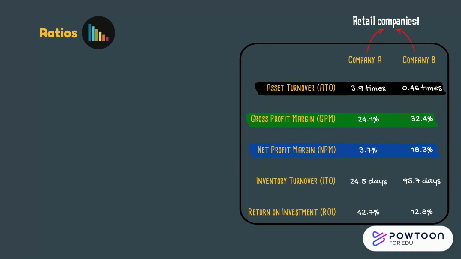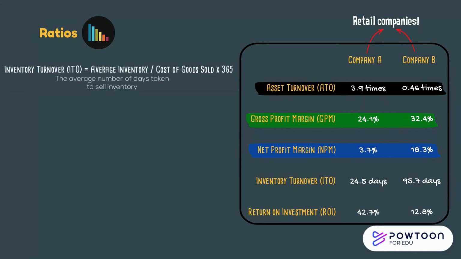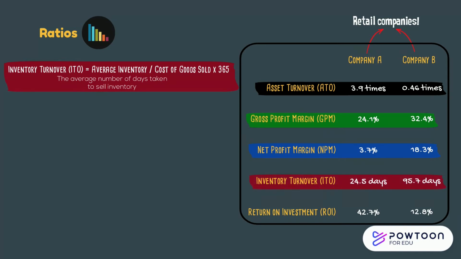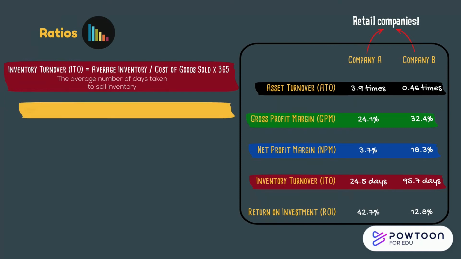We could also look at ratios like inventory turnover. We see Company A only keeps its inventory on hand for an average of 24.5 days before it is sold, while Company B is much longer at over 95 days. Here we can see the two companies are following very different strategies.